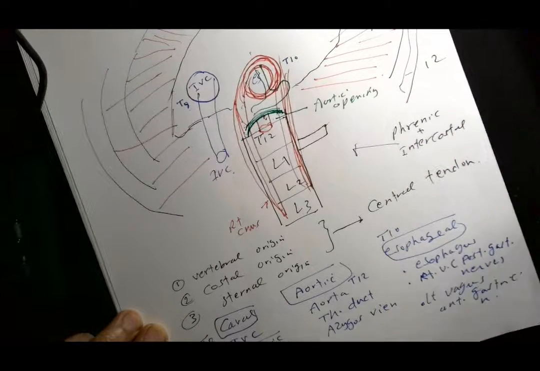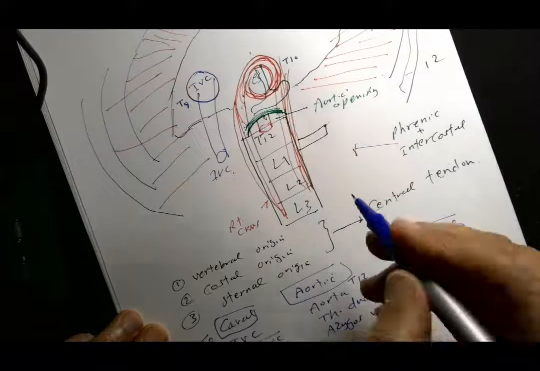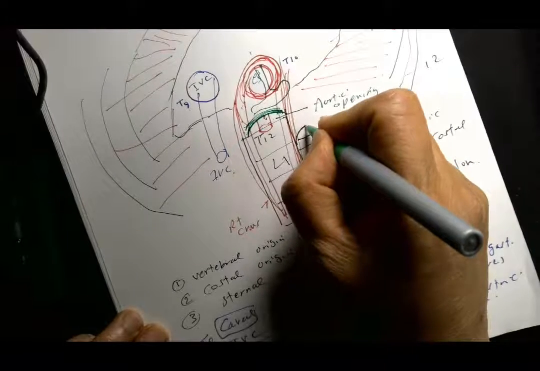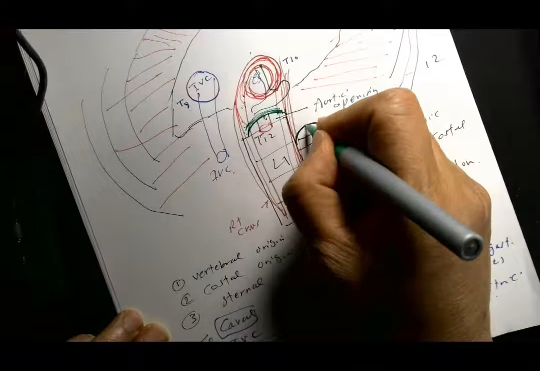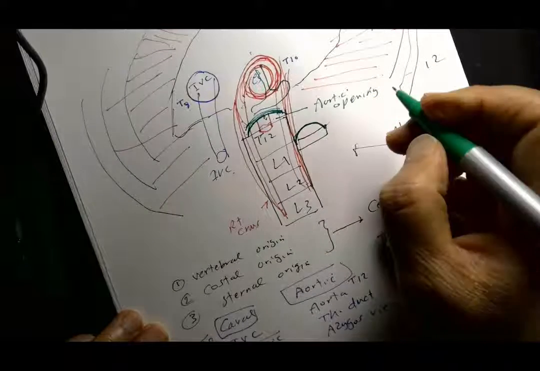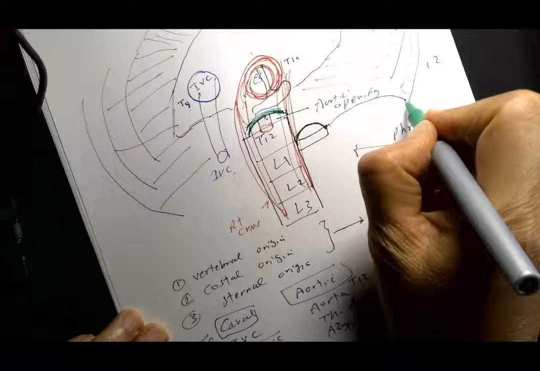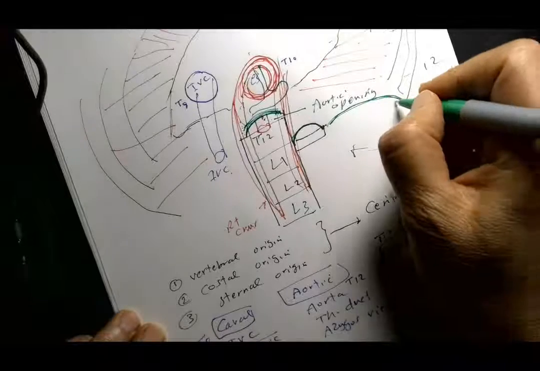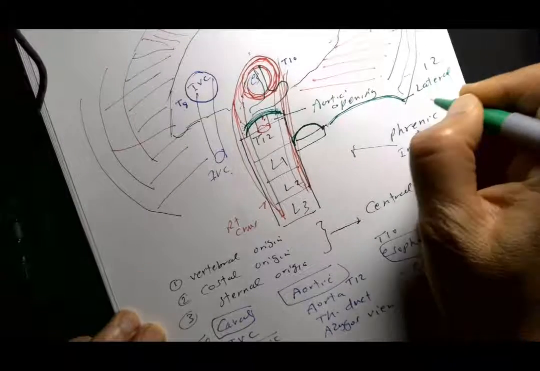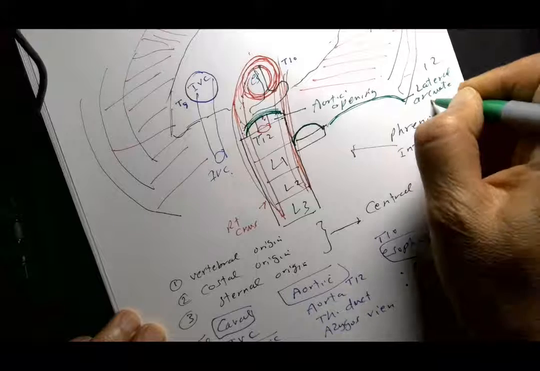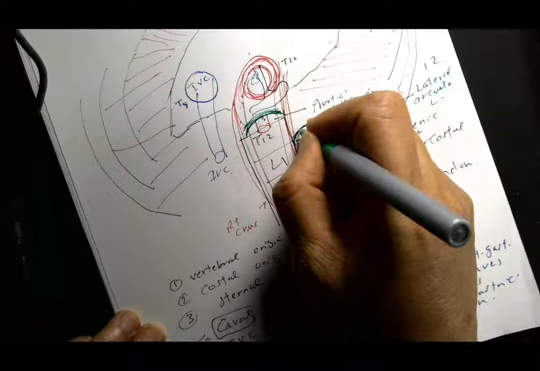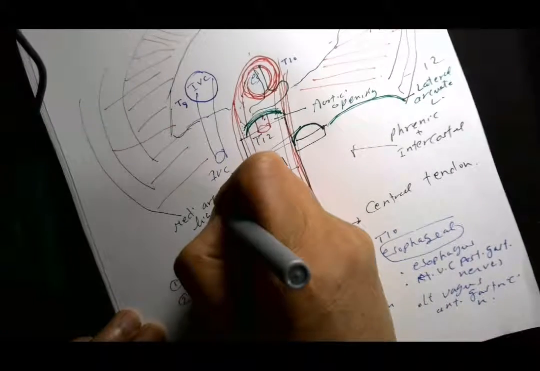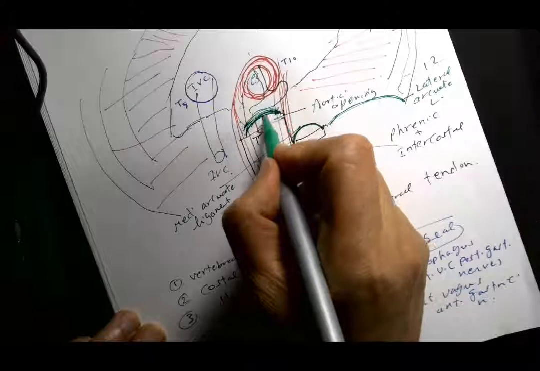You will find that we have a ligament. This ligament extends from here to here, and is called the medial arcuate ligament. Then we have another ligament extending from here to here. We call it the lateral arcuate ligament on each side, not only one side. So this is lateral arcuate ligament, this is medial arcuate ligament, and this one was the median one, the central one. This is the median, not medial.